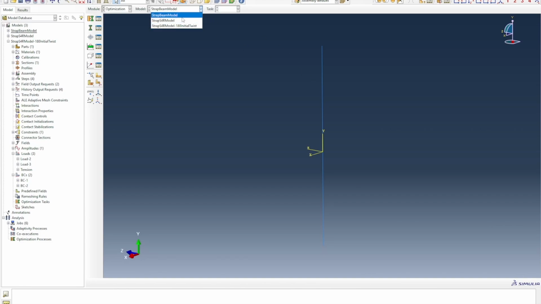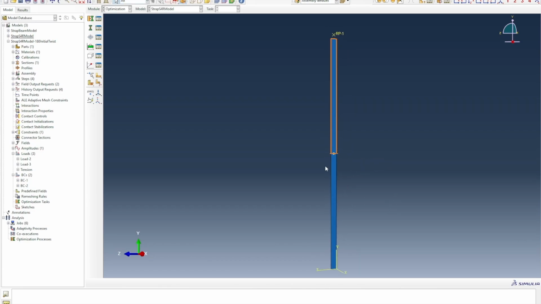Each one has 6 degrees of freedom and 2 nodes, and then the other ones we've got here are the meshes for the shells. So both of these are meshed with S4R elements. That's just a 4-node shell element, and each node has 6 degrees of freedom.